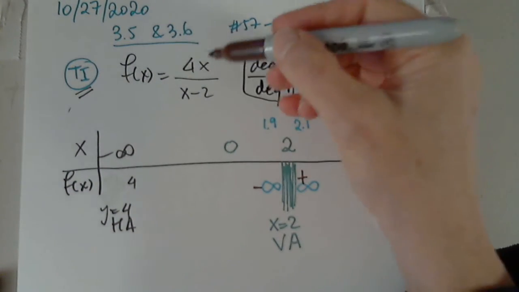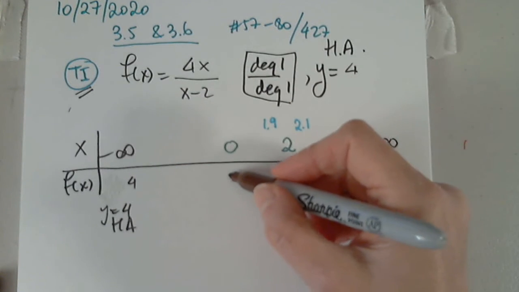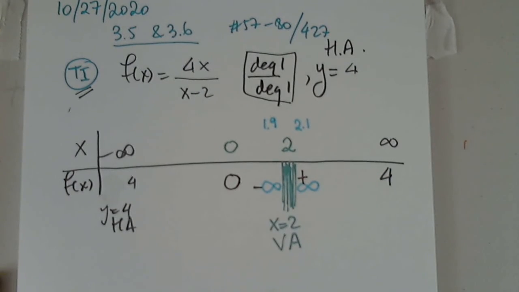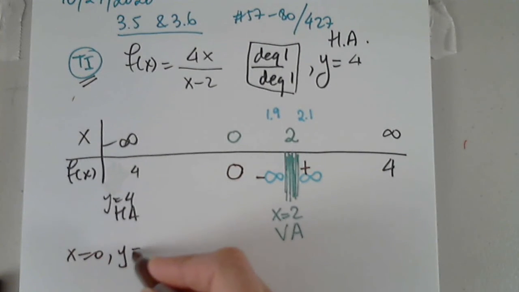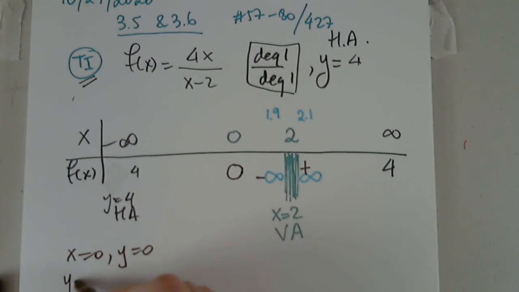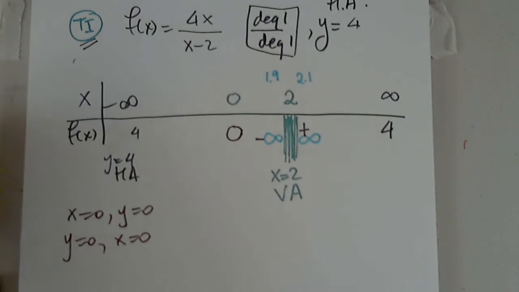I have to plug in 0. 0 over negative 2 is 0. And there is no other intercept because when x is 0, y is 0. When y is 0, x is 0. This is it. So the origin is the x and y intercept. Done. That's all I need.